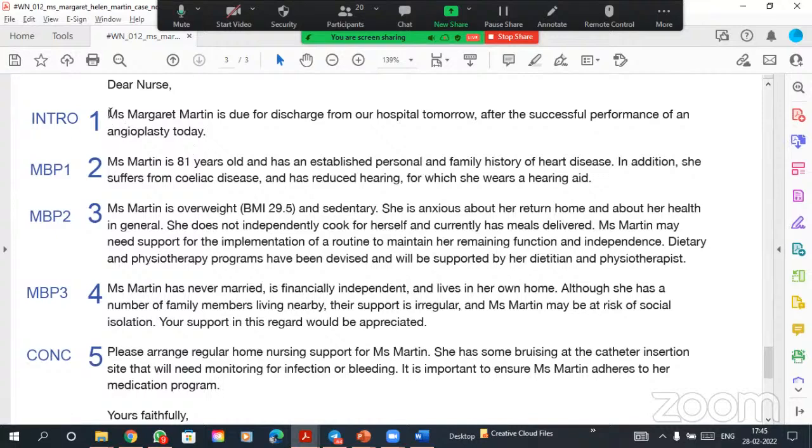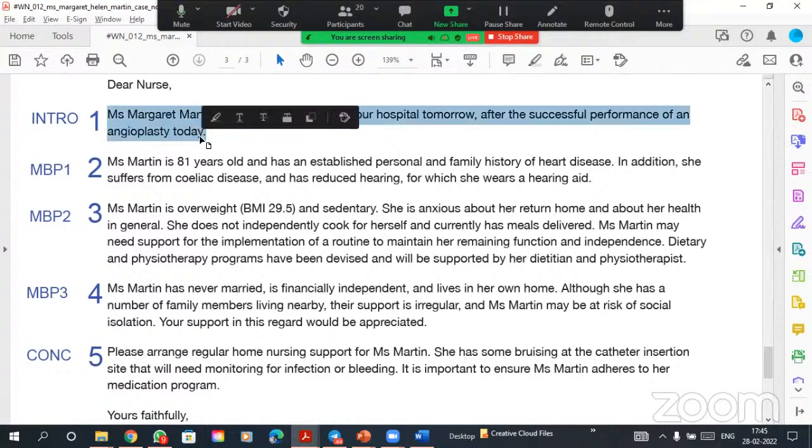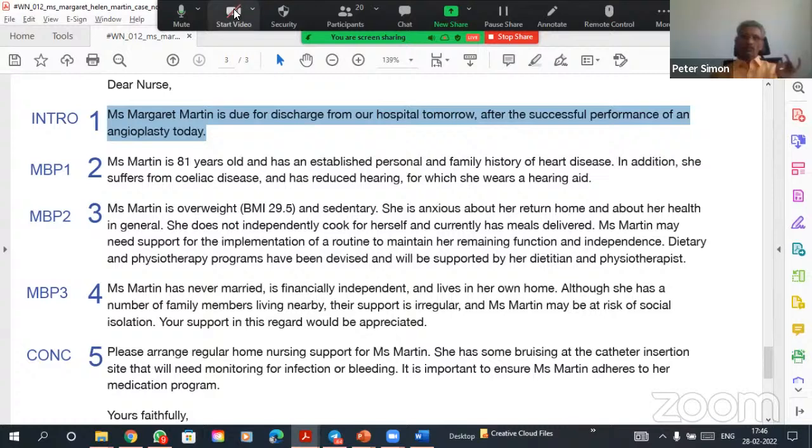This is the introduction where you will introduce everything. You will introduce the person. You will introduce the situation. You will introduce the purpose. Only and only introduction, nothing else. What is the patient here? Patient is Miss Margaret Martin.